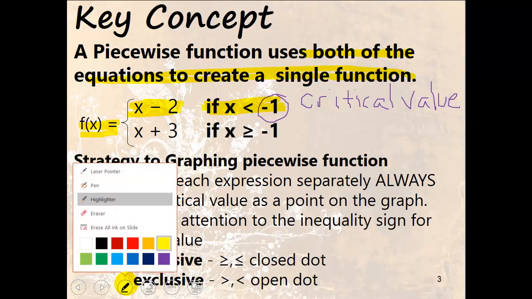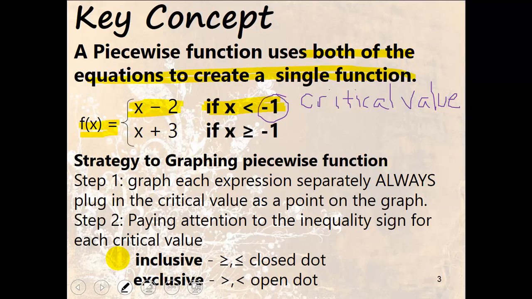And then the function, I'm going to pick a different color. Then the function follows x plus 3 when we have x values that we're plugging in that are bigger than or equal to -1. Again, look at my critical value. It's the same point, critical value.